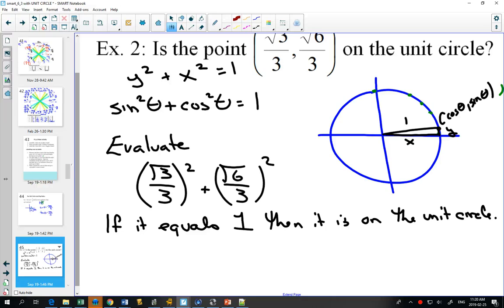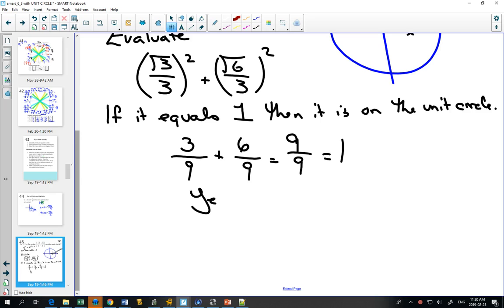Well, what happens when I square something? That means multiply it by itself. Root 3 times root 3 is just 3. 3 times 3 would be 9. Root 6 times root 6 is 6. 3 times 3 is 9. 3 plus 6, 9 over 9. And so we can say, yes, it is on the unit circle.